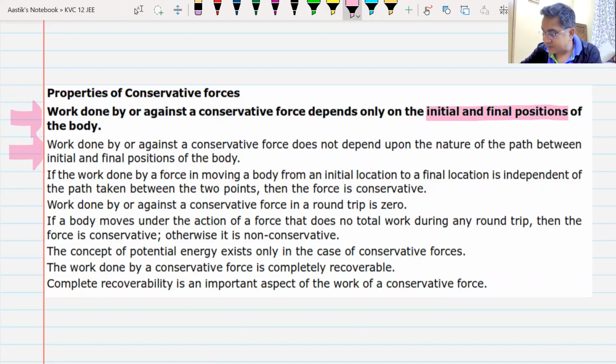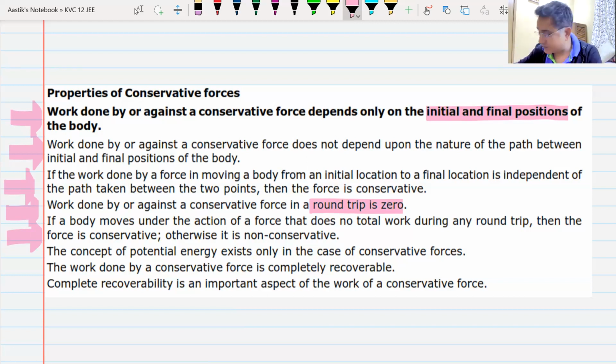The same thing is said in the second statement. The third statement is the reverse of that statement. If the work done does not depend on path, then the force is conservative. The fourth statement is the roundabout statement. Round trip is 0. Then the fifth statement is the reverse of that round statement.